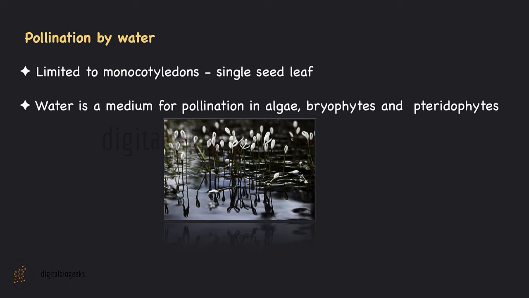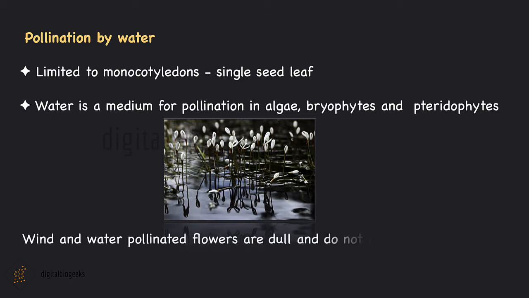But in most aquatic plants, pollination happens with the help of insects and wind, as the flowers emerge above the water level. The wind and water-pollinated flowers are dull and do not produce nectar, as the color and nectar are used to attract insects, and these are the features of insect-pollinated flowers.